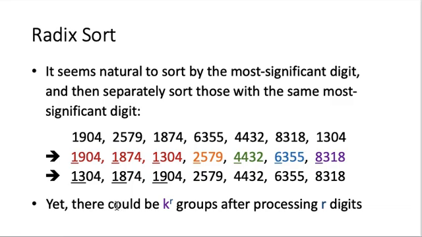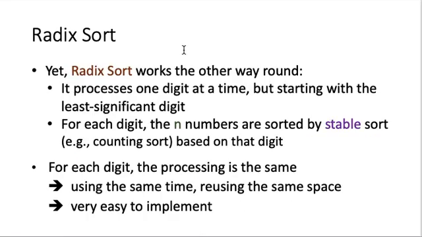But the problem here is there could be many groups after processing more digits. So let's say after processing R digits, then in that case, there could be up to k to the power R groups. So there could be many groups to handle. So what we are going to do here is use a different idea to sort. We are going to introduce the so-called radix sort.